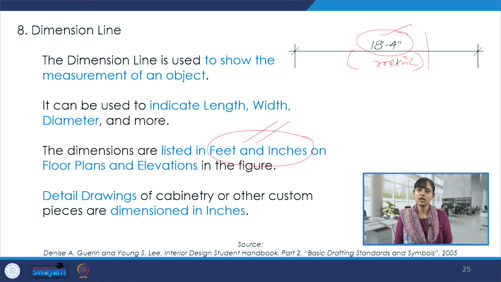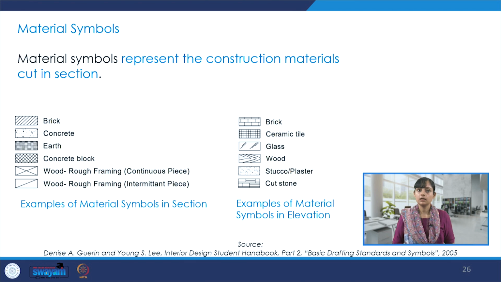And the people who execute on ground, the masons and the skilled people, are well versed with feet and inches, and it is used quite often on site. Then material symbols are also very handy and very crucial. How we denote different materials, how we show them through representational drawings, and then translate them on site.